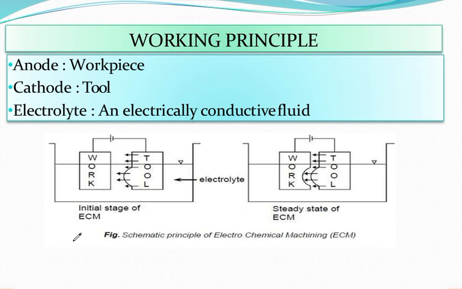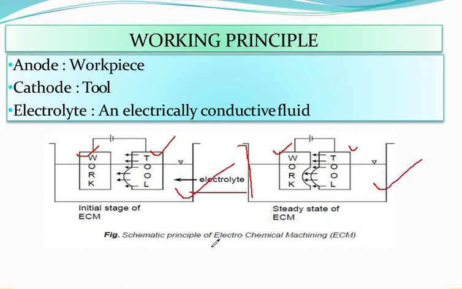Now this is another schematic principle of electrochemical machining, as you can see. Workpiece, it is your anode. Tool, it is your cathode. So you can see this is workpiece, this is tool, and this is a chamber which has been filled with electrolyte in this condition also, here also.